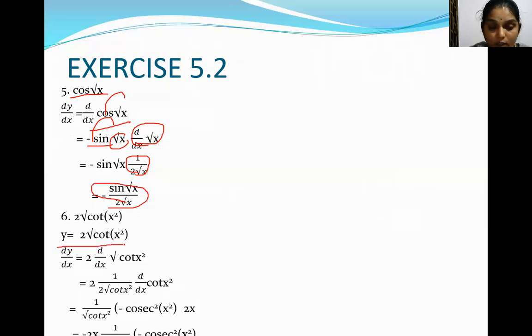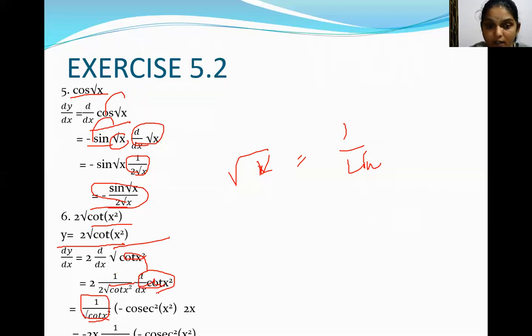Then y is 2 into root of cot x square. Here root of is one function. You have already seen the derivative of root x is 1 by 2 root x. Like that, if there is a function v, it is 1 divided by 2 root v. Thus it is 1 divided by 2 into root of cot x square, then d by dx of cot x square. What is the derivative of cot? It will be minus cosec square x square. Then what is the derivative of x square? You will write it as 2x. Thus we differentiate the functions one by one. Hence the name chain rule.